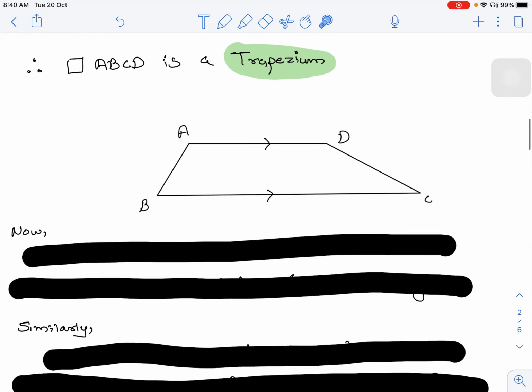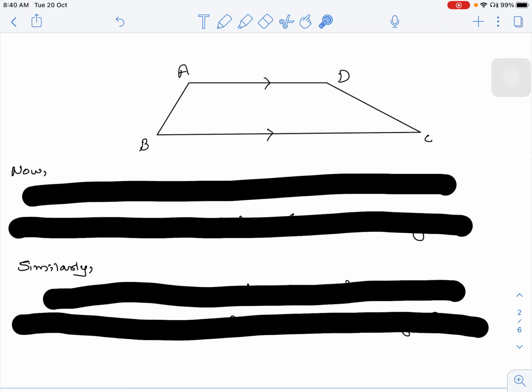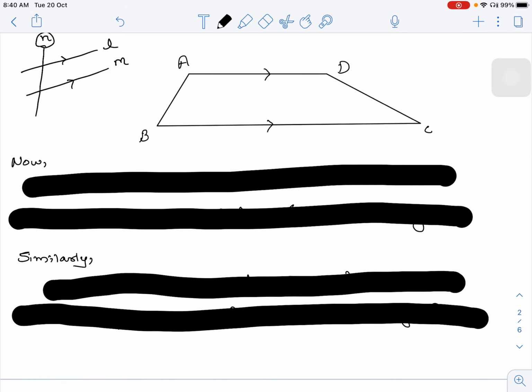Okay, now one more thing can be seen in this trapezium. Now as we have that AD is parallel to BC, we have learned about parallel lines, that when two lines are parallel to each other, suppose this is line L, this is line M, and if a third line N intersects both of them, then this line N is known as a transversal. Okay, so let us apply those properties over here.